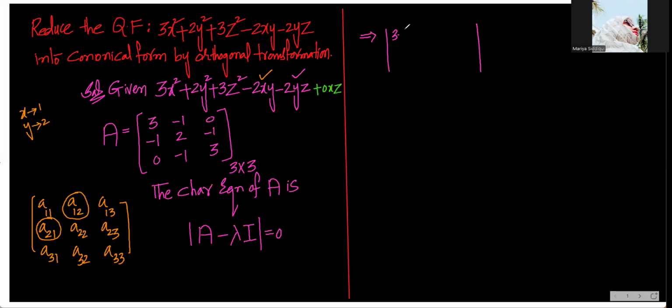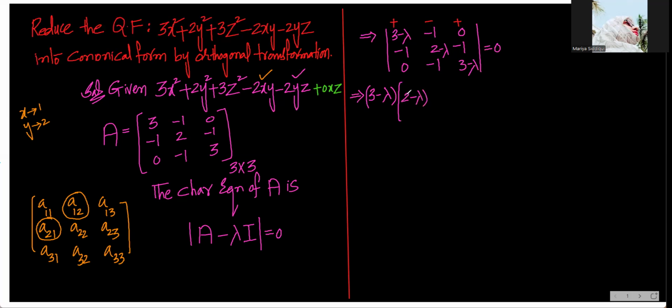It is 3 minus lambda, -1, 0. It is -1, 2 minus lambda, -1. It is 0, -1, 3 minus lambda. Only lambda value subtract here. Diagonal में change करना है. It is equal to 0. Now I have shown the rule. The rule is plus minus plus. Find out, get the eigenvalues. This implies 3 minus lambda, if you consider, corresponding column and row we have to neglect.